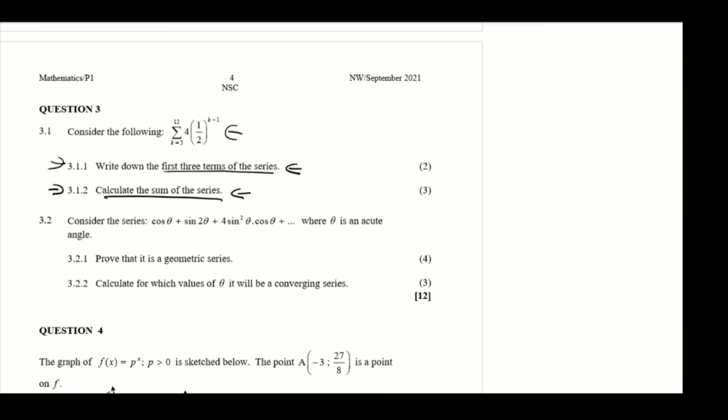So 3.2, we are given this series here, which is cos of theta plus sine of 2 theta plus 4 sine squared theta multiplied by cos of theta, where theta is an acute angle. So 3.2.1, we are asked to prove that it is actually a geometric series.